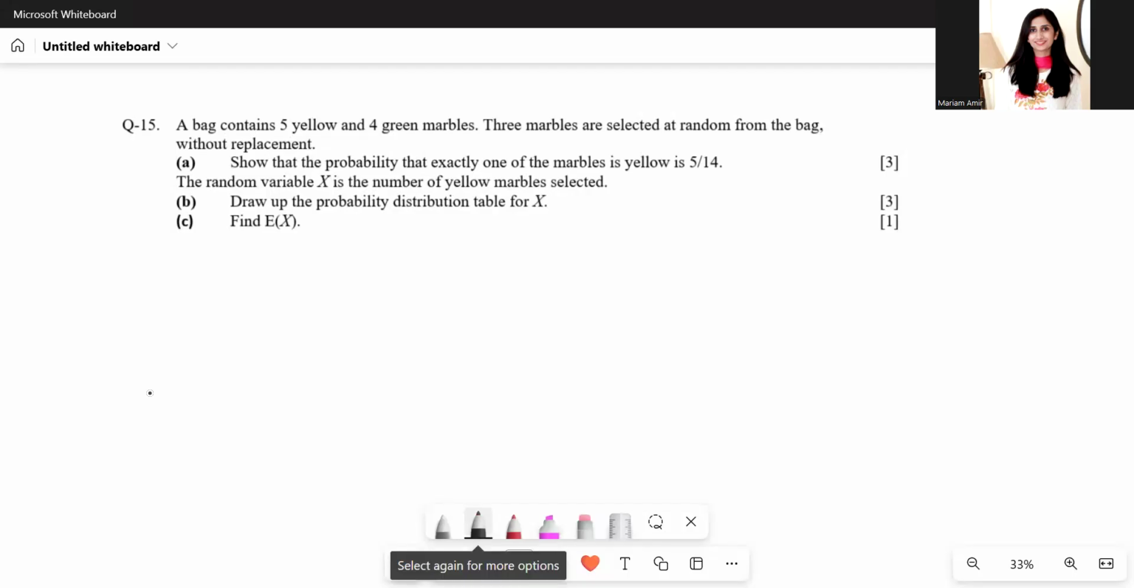A bag contains 5 yellow and 4 green marbles. 3 marbles are selected at random from the bag without replacement. Show that the probability that exactly one marble is yellow is 5 by 14.